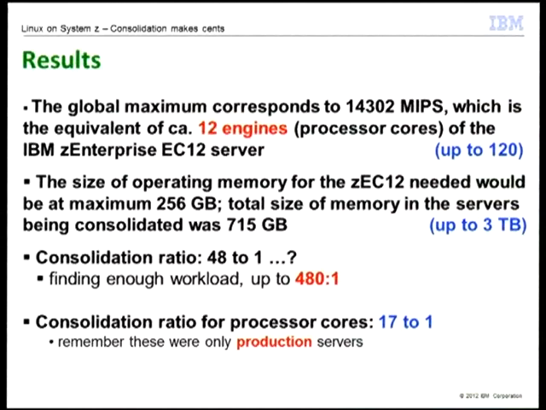We would need 256 gigabytes of memory, while the server can have up to 3 terabytes. So the consolidation ratio in that case is 48:1, counting boxes, but it could actually be all the way up to close to 500:1, because we could put 10 times as much on still this one server. And the ratio for just processor cores is about 17:1, but very important point, these were just production servers. So if we were to include test and development, we could get the ratio much, much higher still.